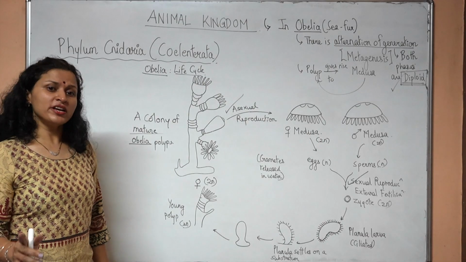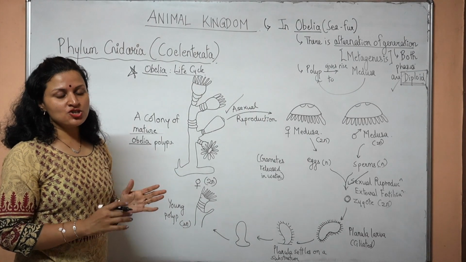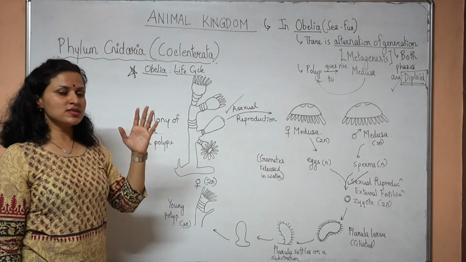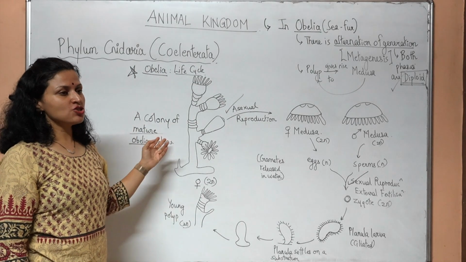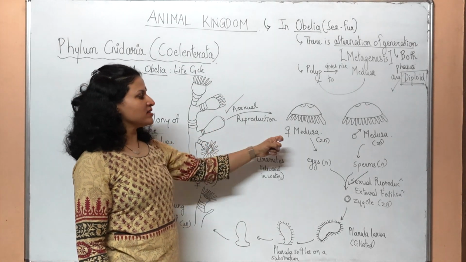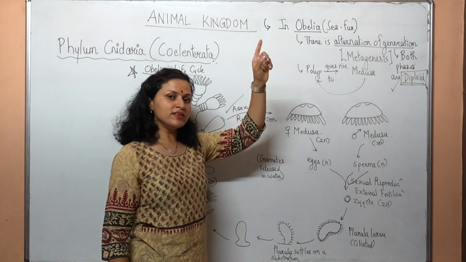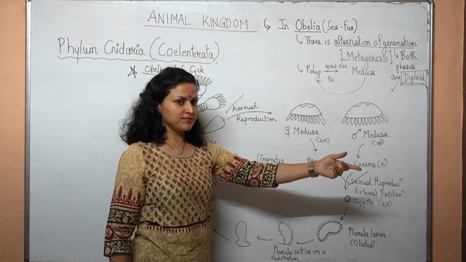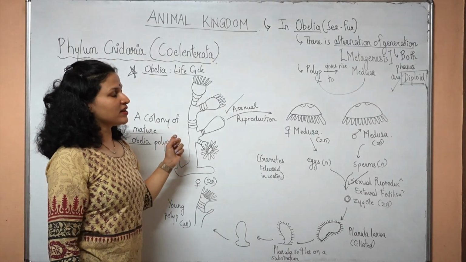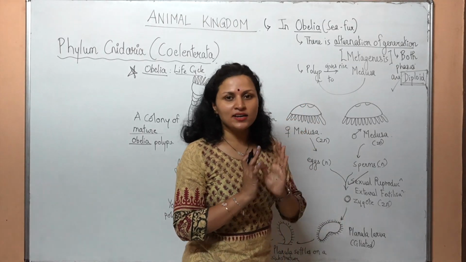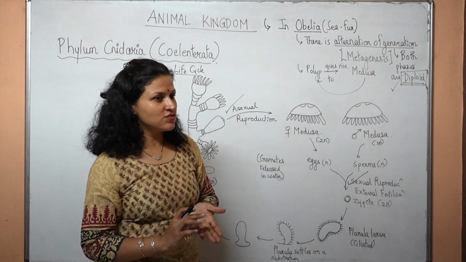Important points for AIIMS. How is this alternation of generation different from the alternation of generation seen in plants earlier? This alternation of generation is 2n giving rise to 2n. In plants it was 2n giving rise to n giving rise to 2n. Right? Over here it is 2n giving rise to 2n again. So Obelia shows metagenesis, alternation of generation.